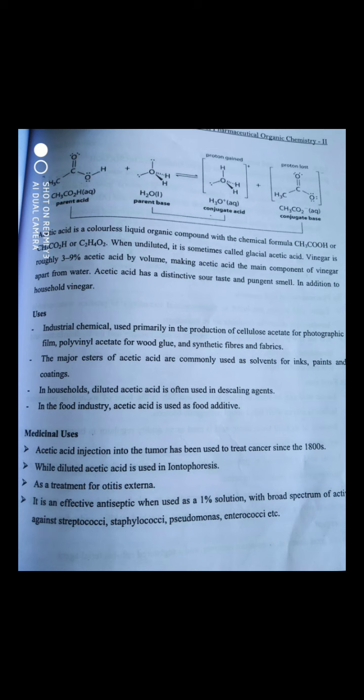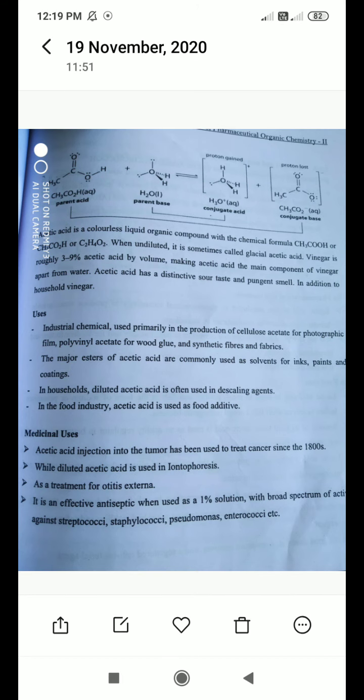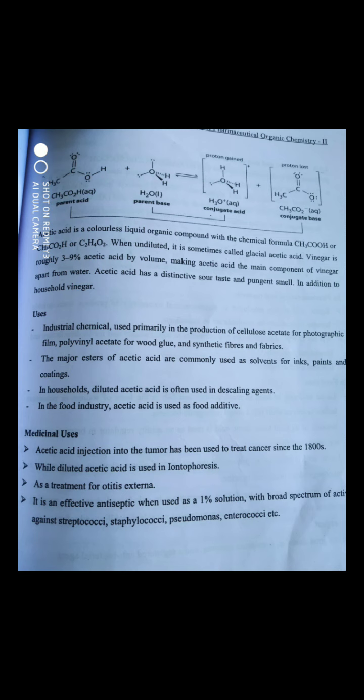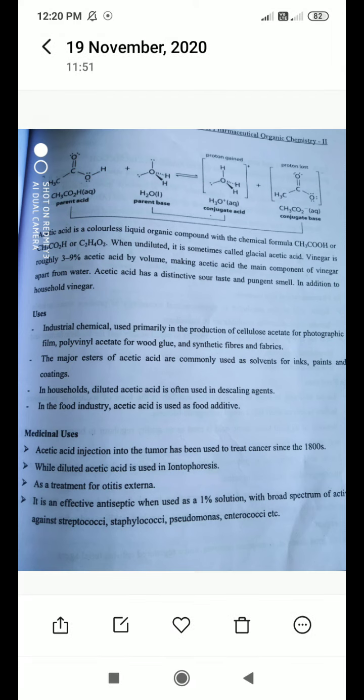How to prepare vinegar: you have to take the pure form, glacial acetic acid, 3 ml of glacial acetic acid, and dilute it up to 100 ml with water, and it becomes 3% vinegar. Now acetic acid has a distinctive sour taste and pungent smell. How does it taste? It has a sour taste and pungent smell. In addition to household vinegar, other than that it is also prepared like that only for this type of uses.